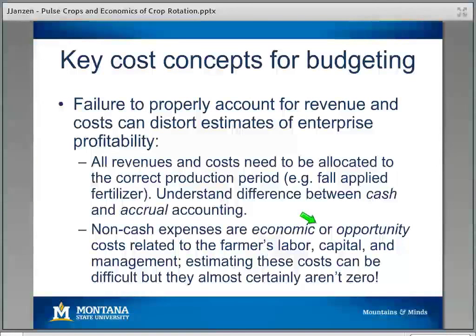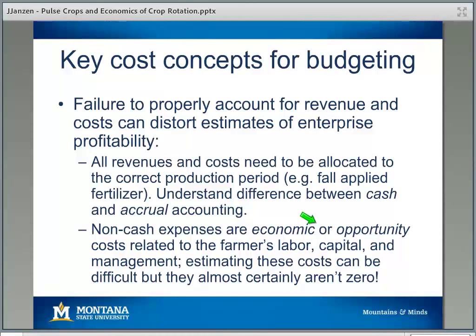Okay. Key thing to note here is that failing to properly account for revenues and costs can distort our estimates of enterprise profitability. And we want to allocate revenues and costs to the correct production period, right? So if we have, say, fall applied fertilizer, we don't want to include that in the cost of producing last year's crop. It's really fertilizer that's going to be used up by this year's crop, and that cost should be included in our estimate of the cost of production in this coming year. This is the key difference between what's called cash and accrual accounting. Accrual accounting tries to allocate those revenues and costs into the production period for which they generate output.